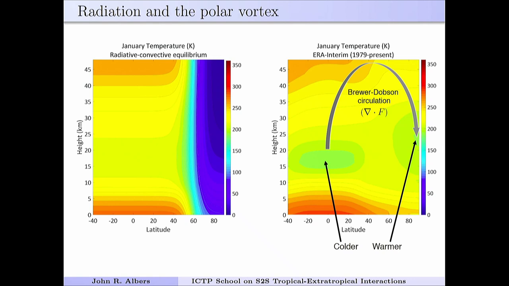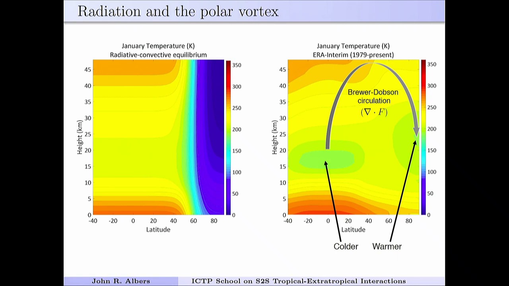So in the absence of those waves, on the left panel here is what the temperature in January might look like for what's called radiative convective equilibrium. This is just the temperature that would occur if we didn't have any waves. Essentially, you get a very cold pole and more warmth over the tropics. But in reality, this is what the actual temperature structure looks like. This is just from ERA-Interim.